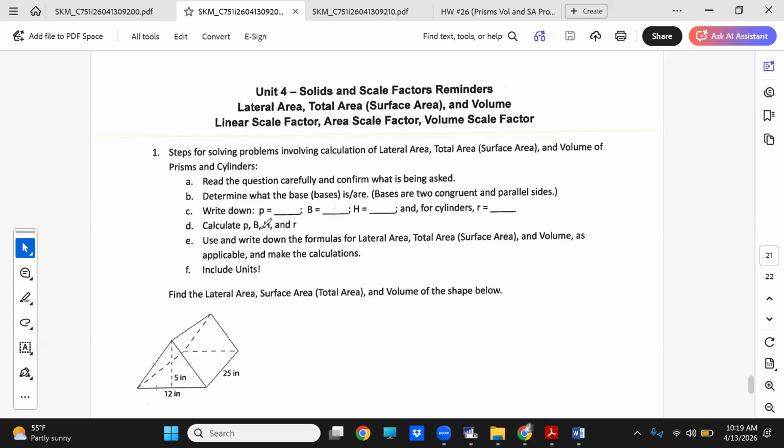Yeah, come on, go ahead. Are you gonna make perimeter, base, and height all category letters? Yes. Yeah, I'll be consistent in that regard.